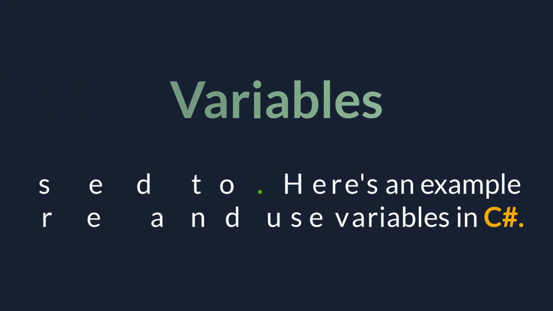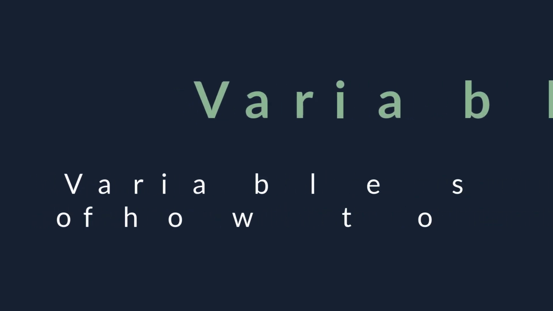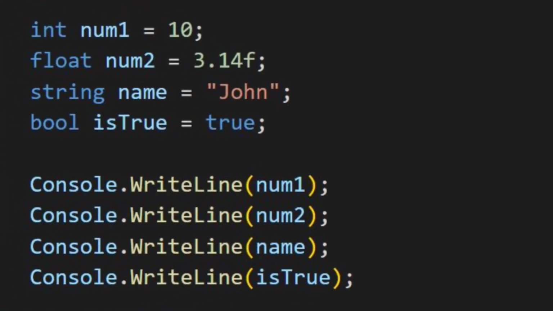The first thing we'll cover is variables. In C#, variables are used to store values. Here's an example of how to declare and use variables in C#. As you can see, we declare variables with a data type such as integer, float, string, or boolean. Then we assign a value to the variable using the assignment operator. Finally, we can use the variable to perform operations or print the value to the console.